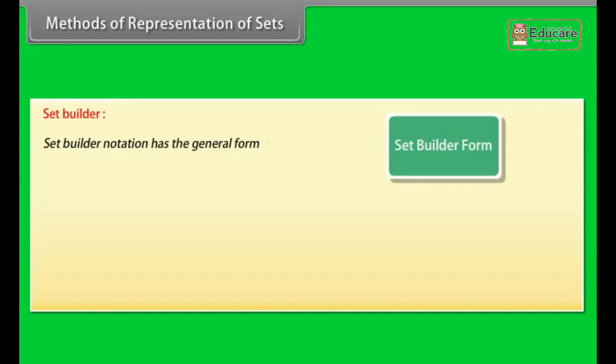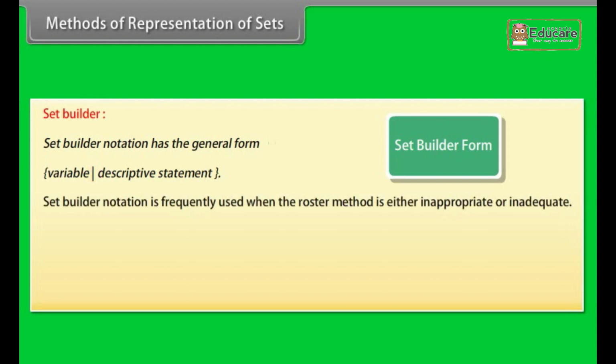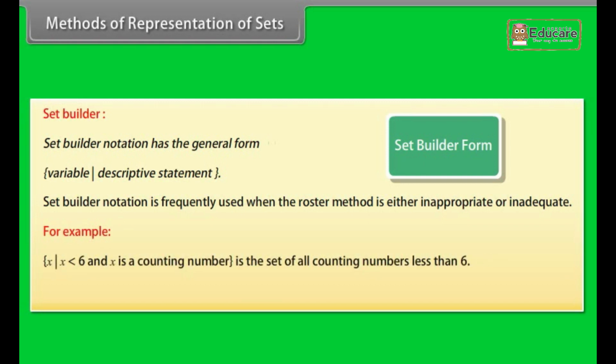Set builder notation has the general form given below. The vertical bar in set builder notation is always read as such that. Set builder notation is frequently used when the roster method is either inappropriate or inadequate. For example, {x | x < 6 and x is a counting number} is the set of all counting numbers less than 6. Note, this is the same set as {1, 2, 3, 4, 5}.